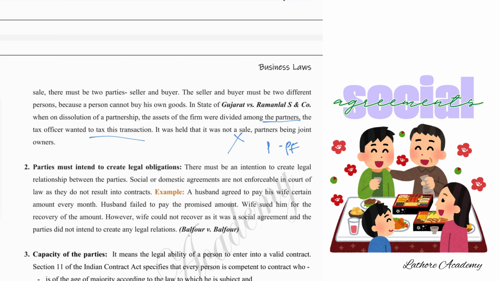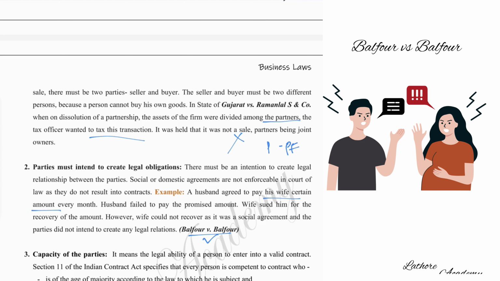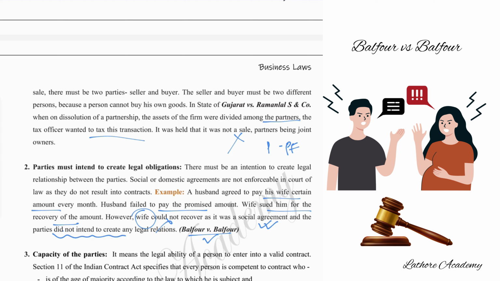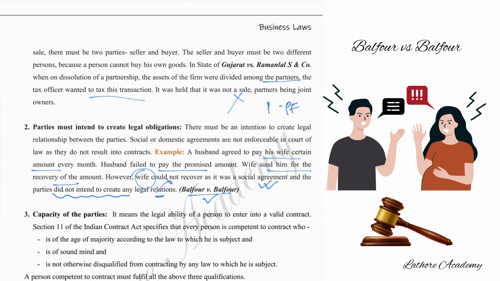So, in a landmark case, Balfour versus Balfour, the husband agreed to pay his wife a certain amount every month, and later on, when he failed to pay the promised amount, the wife sued him for the recovery of the amount. But however, the wife could not recover as it was a social agreement and the parties did not intend to create any legal relationship. So this becomes a landmark judgment from the perspective that if the parties do not intend to create the legal obligation, then it will not be considered as contract.